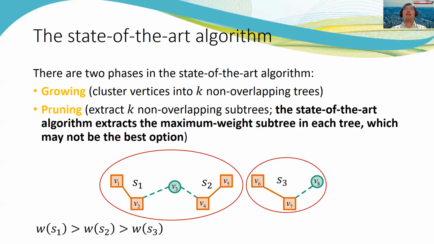The state-of-the-art algorithm extracts the maximum weight subtray in each tray. For example, it extracts S1 and S3 as a solution. However, this may not be the best solution. For example, extracting S1 and S2 is better than extracting S1 and S3, since the weight of S2 is larger than the weight of S3. In our paper, we improved the pruning method.